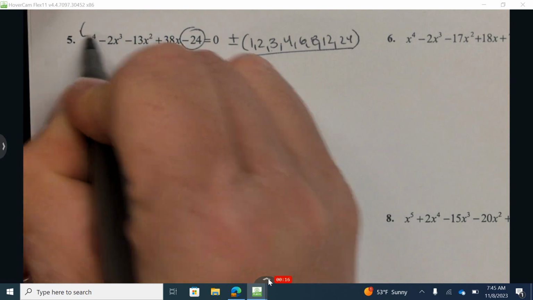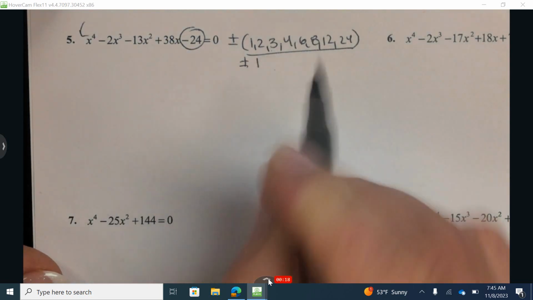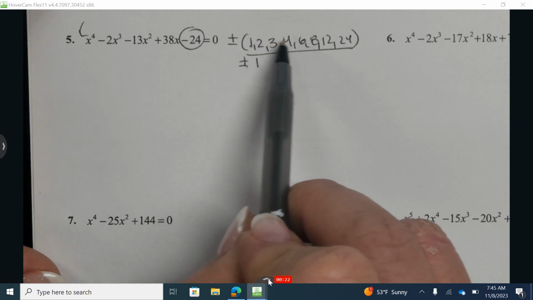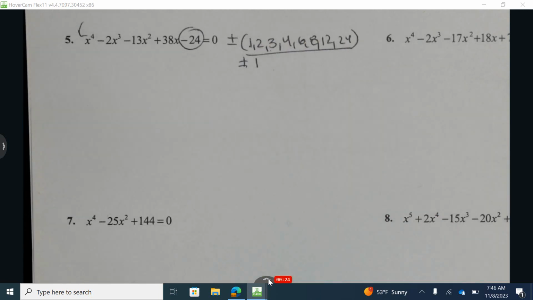The factors of the leading coefficient would be 1. Each of these has a plus and a minus, so 2, 4, 6, 8, 10, 12, 14, 16. There are 16 different numbers that we could attempt.